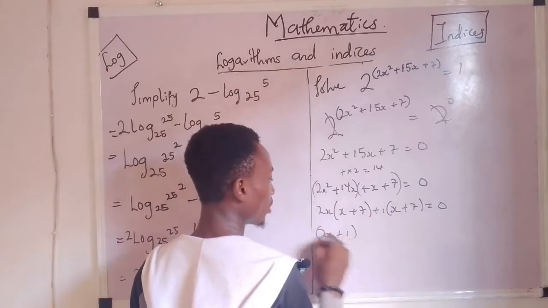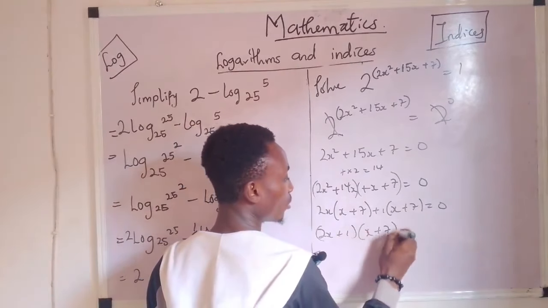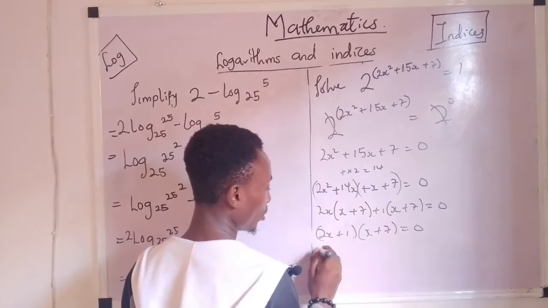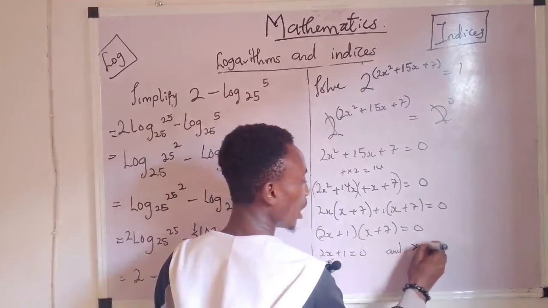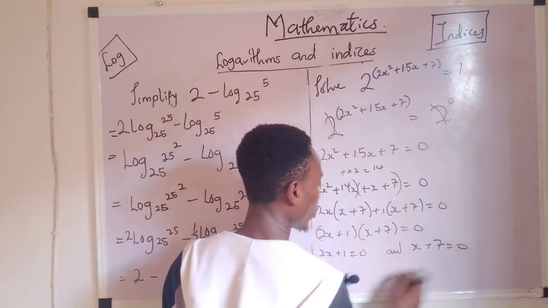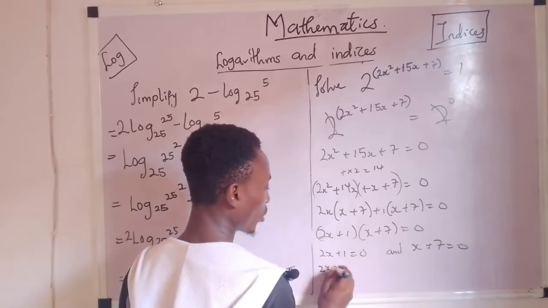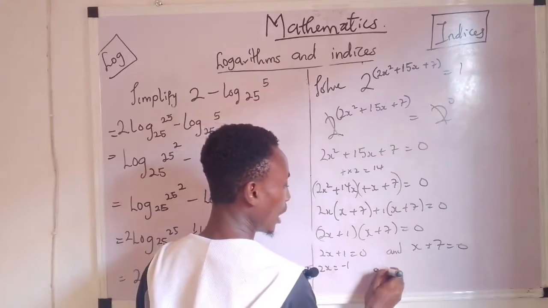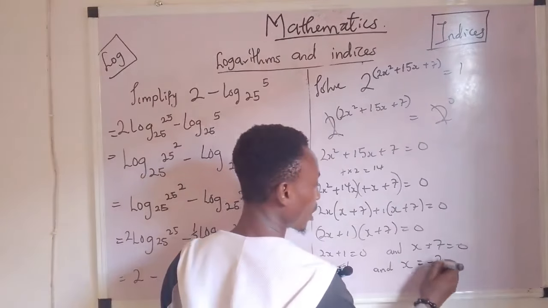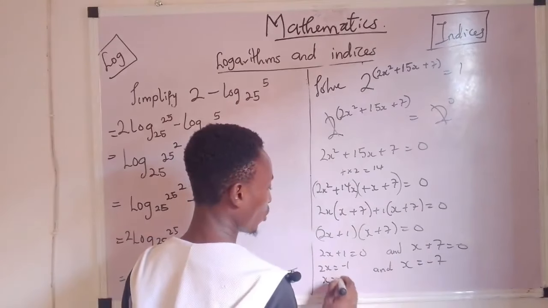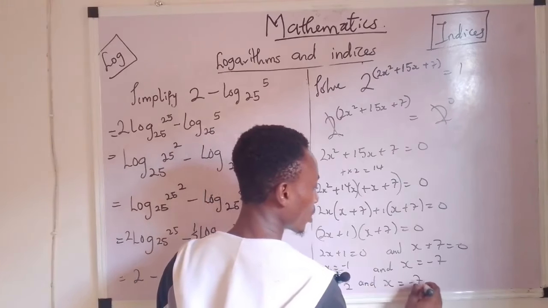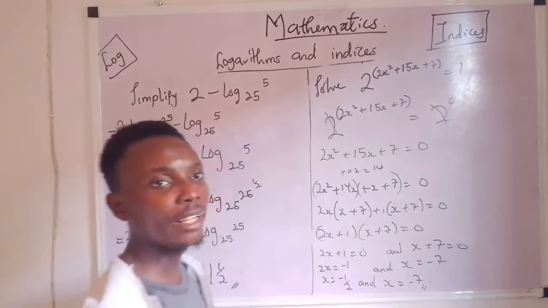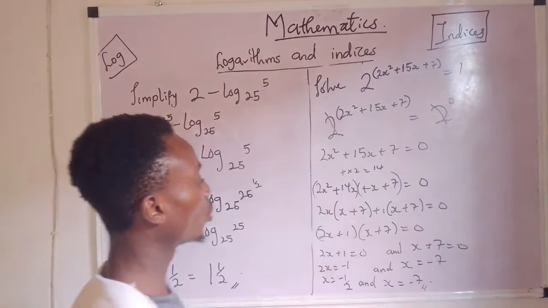2x plus 1, x plus 7 is equal to 0. 2x plus 1 is equal to 0, and x plus 7 is equal to 0. Now you have 2x is equal to minus 1, and x is equal to minus 7. x is equal to minus 1 over 2, and x is equal to minus 7 as your final answer to this question.